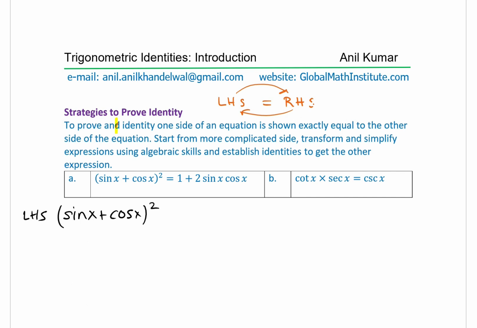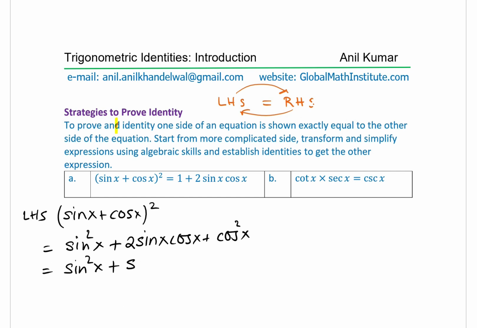So if I square this, I get what? I get sin²x + 2 sin x cos x + cos²x. Now what is sin²x + cos²x? Do you remember? Well, that is the Pythagorean identity, right? So sin²x + cos²x is 1. We're going to use this in this particular identity.